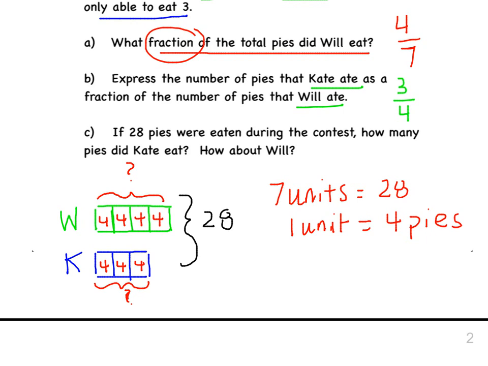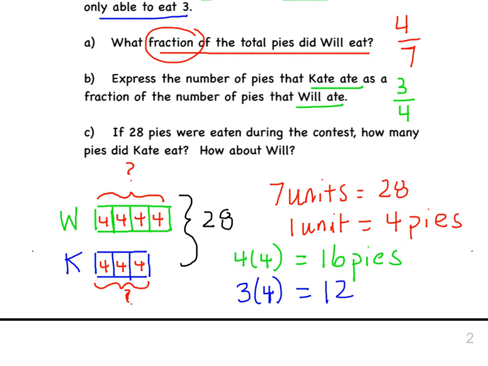I sure do. All right, so we're ready to solve. You see that Will has 4 units of 4 pies each. So we know that Will ate the product of 4 times 4, which is 16 pies. And Kate has 3 units of 4 pies each, so she ate the product of 3 units times 4 pies, which is 12 pies in total. It looks like we've answered the question, 16 pies for Will and 12 pies for Kate.